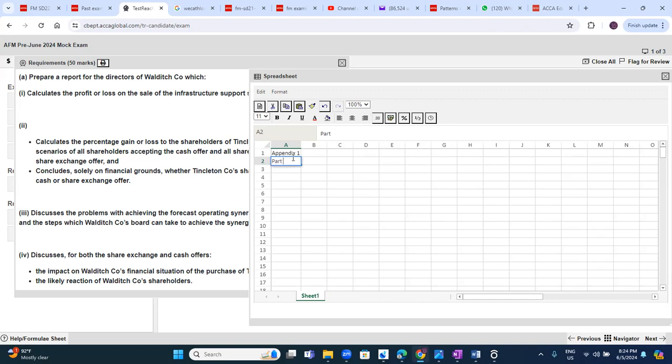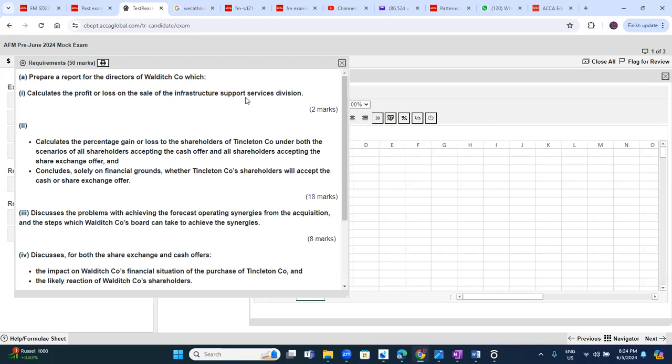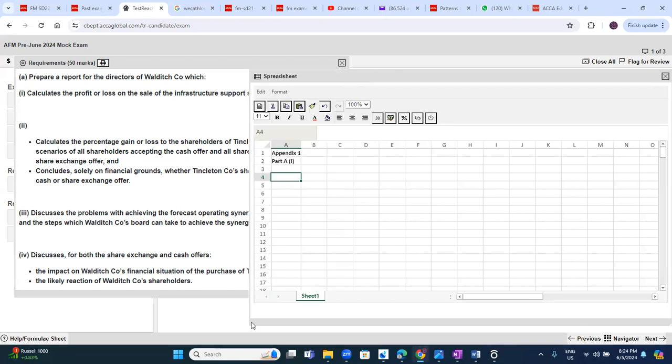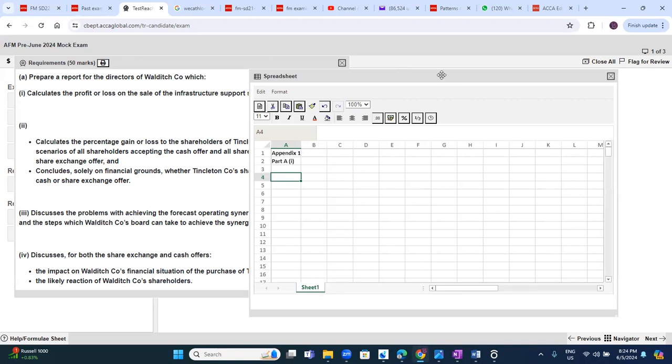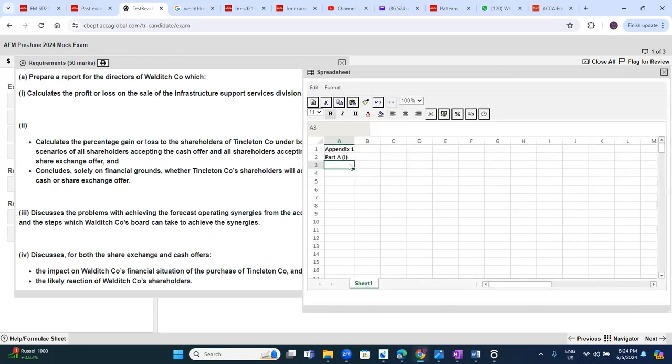Part A, and then the first part. Your first part is profit or loss on the sale of infrastructure sport division. So you will write sale of infrastructure sport services division.